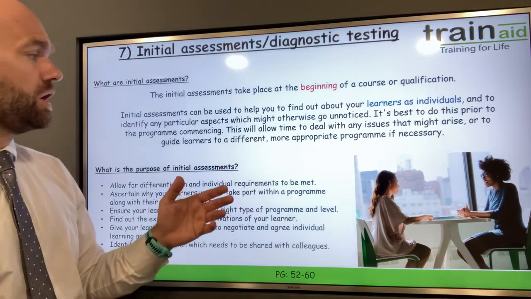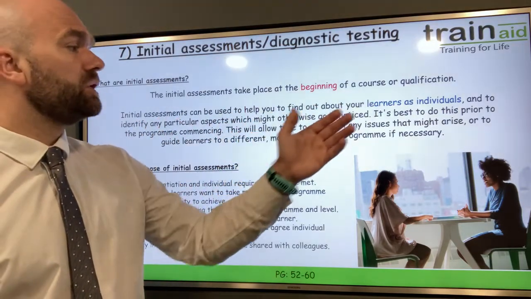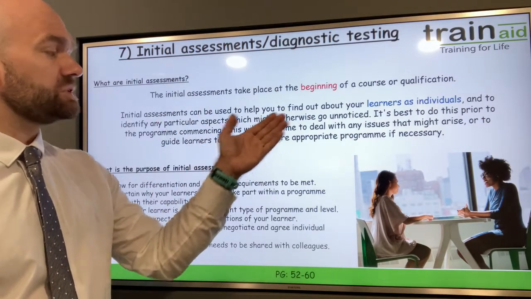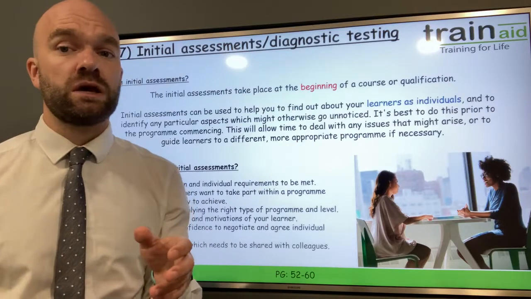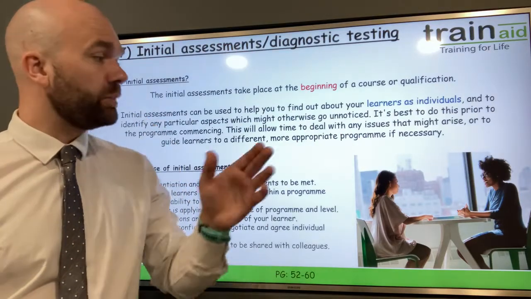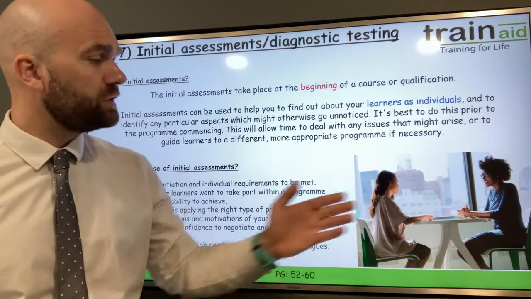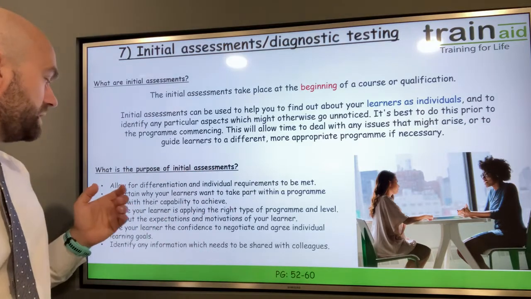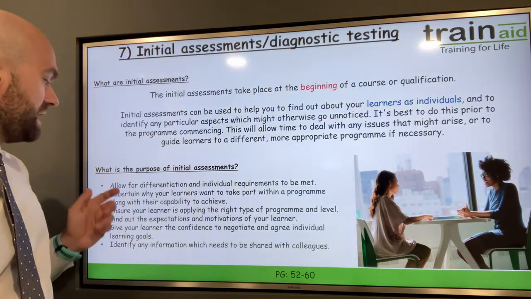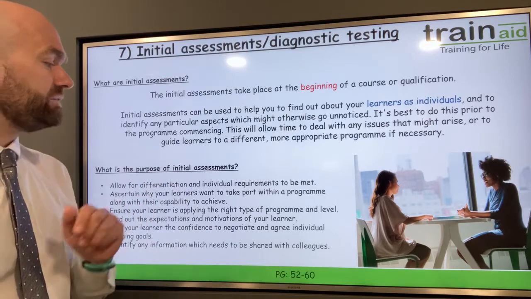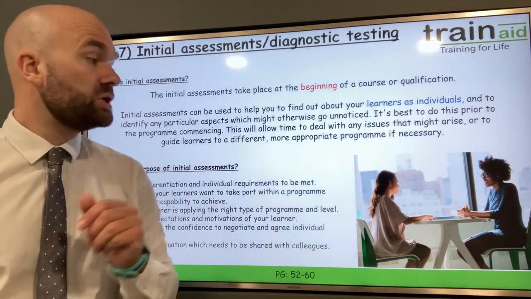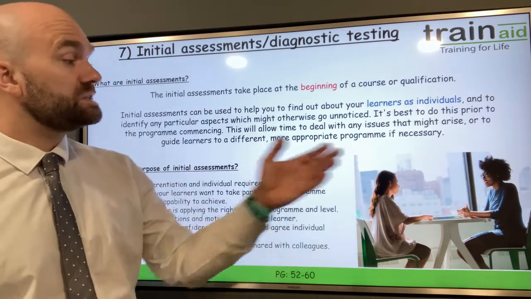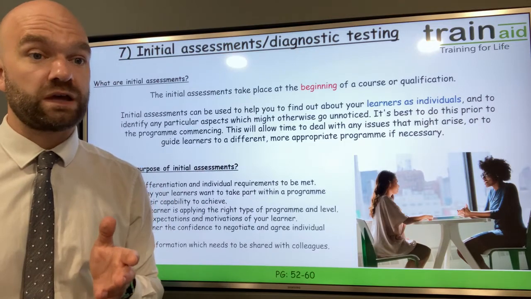So initial assessments are a great way to find out about your learners as an individual. And it also allows time at the start of a course to deal with any issues that might arise. As I mentioned, by performing initial assessments, the learner can feel supported as well. Okay, some of the key points then. The purpose of initial assessment, it allows for differentiation and the individual requirements to be met, of course. So through initial assessments, you could tweak your teaching practice to cater for individuals on your qualification.